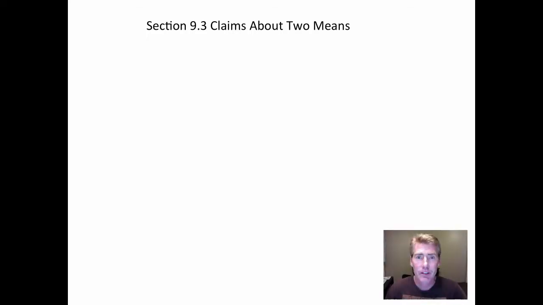Hi, now we're going to test claims about two means. So you'll be given two independent samples. So basically that would be like we're going to compare the age of men versus the age of women, or the body fat of Olympic runners versus body fat of Olympic divers. Something like that, but you've got these two independent groups.